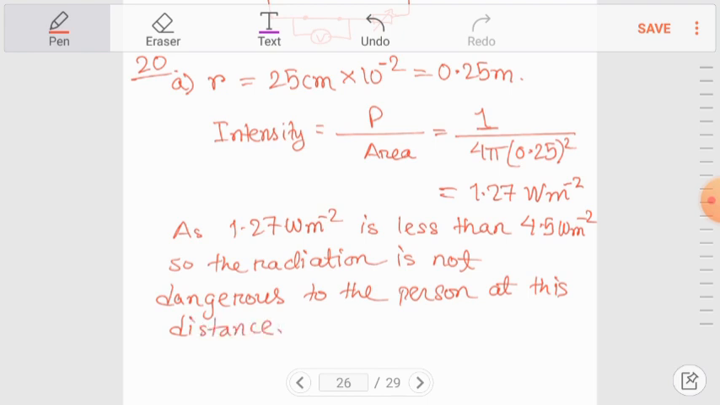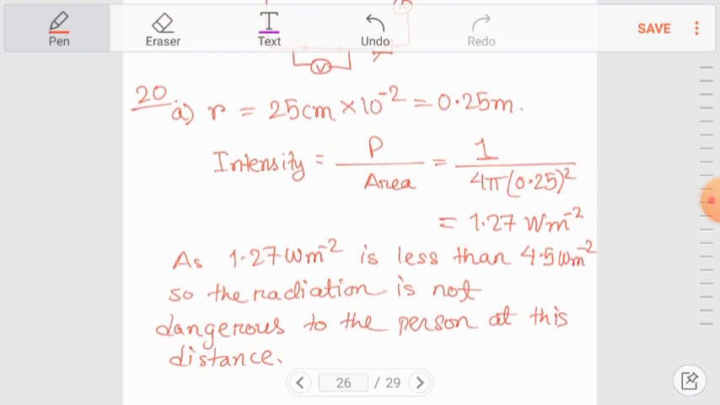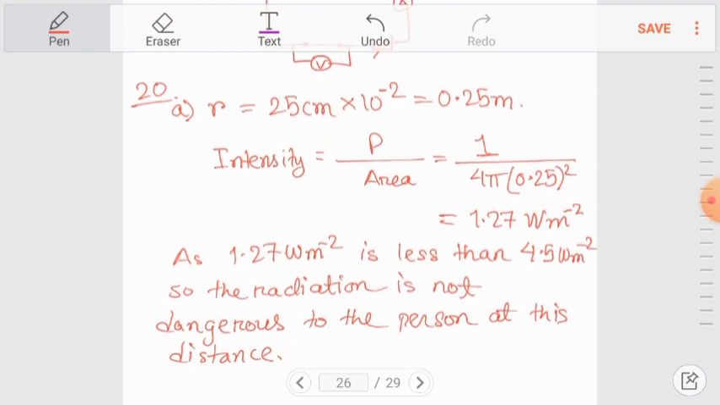And with this, question number 20 ends. I hope question number 20 was clear. Moving to question number 20b, it is suggested that the energy per photon could be important in determining if the radiation emitted by the smart meter is dangerous. The smart meter transmits radio waves of frequency 902 MHz. Calculate the energy per photon in electron volts of the photons emitted by the smart meter.